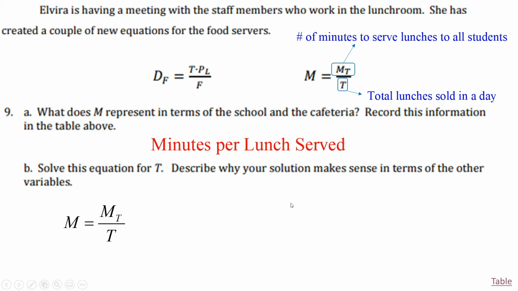Okay, now B. Solve this equation for T. So, all right. Now this T is in the denominator here. So if I'm going to solve for T, I have to multiply both sides by T. And then I'm going to have to get rid of that M on the other side. So I'm going to do this in one step. Can I just multiply both sides of this equation by T over M?